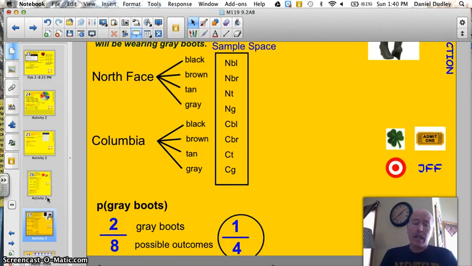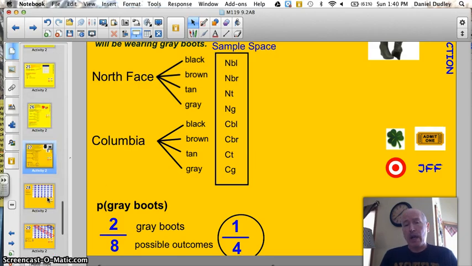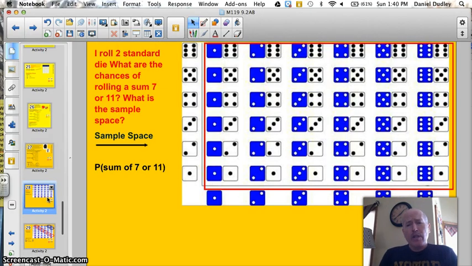All right, now this next one, I have to give you one more problem, but I did the sample space for you. Because I wanted to do one about rolling 2 die, and this happens all the time. These are another popular combination. So I roll 2 standard die. What are the chances of rolling a sum of 7 or 11?